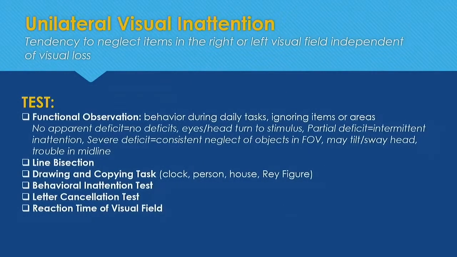Okay, so with unilateral visual inattention, they tend to neglect things on the right or the left side. This is not a visual loss, okay? So how you can observe the patient during their normal task is if they have no deficits, you'll see them actively turning their eyes and their head to the stimulus. If they have a partial defect, you'll see that once in a while they'll pay attention, sometimes they don't, but it's not consistent. And if they have a severe defect, you'll notice that their world has tilted because they don't believe this exists.